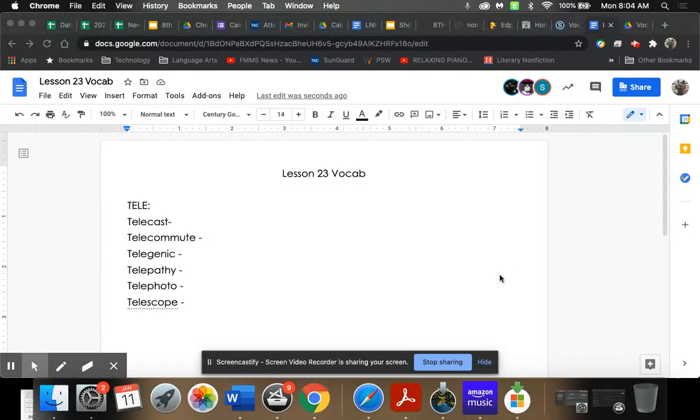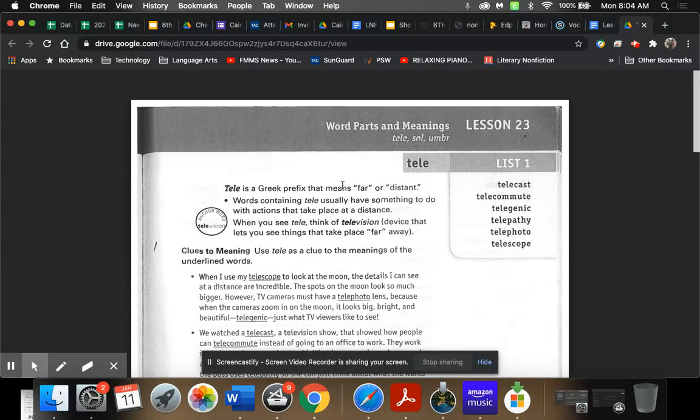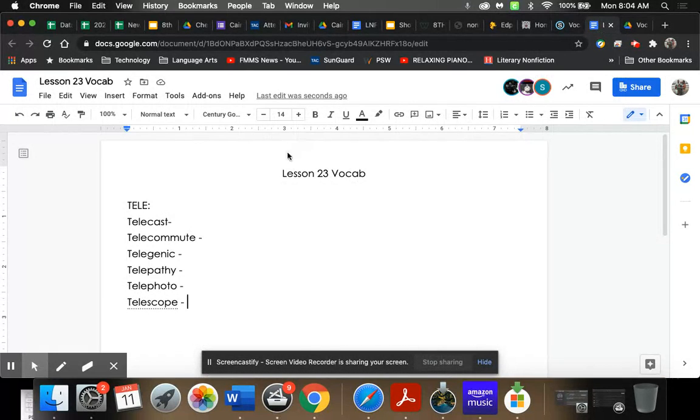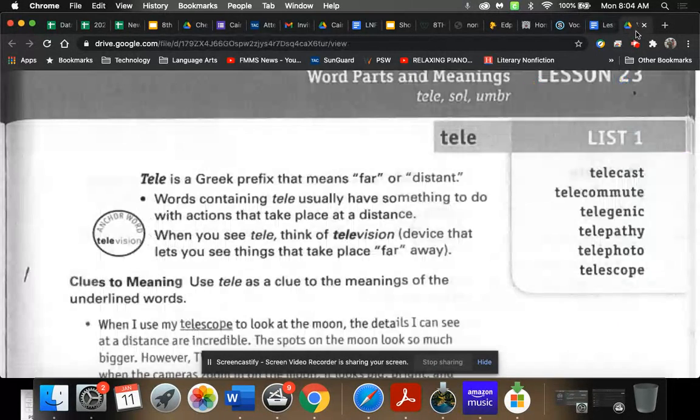Okay, so tele is our first one. So if you will take a look at the book pages, you can see that tele means far or distant. Okay, so tele, far or distant. Now we're going to go ahead and read this very first big old paragraph on the book pages, and then we will define the words that are in that big paragraph. Okay, so here we go.